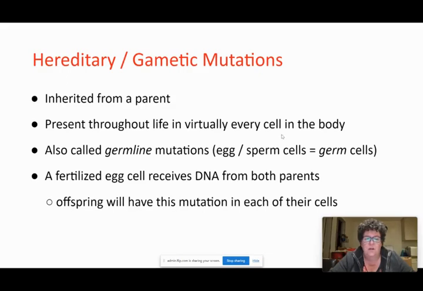It can be also called a germline mutation, and that's because often eggs and sperm cells are called germ cells. A fertilized egg receives DNA from both parents, so even if one parent has this mutation, then the offspring will inherit it, and that's during sexual reproduction. If reproduction is asexual, the offspring will inherit mutations if the single parent has it.